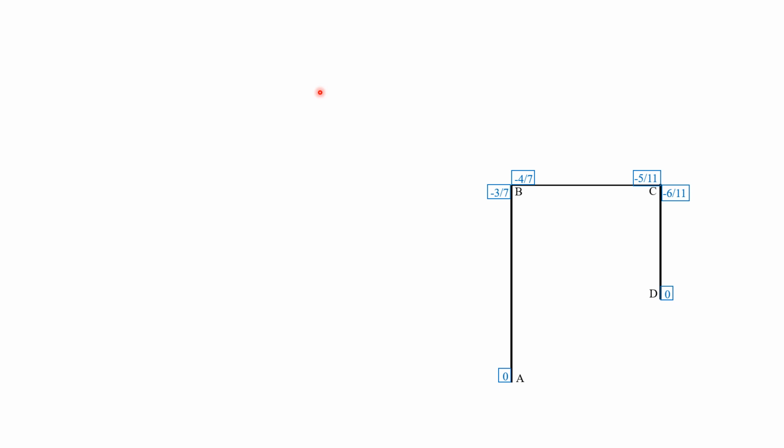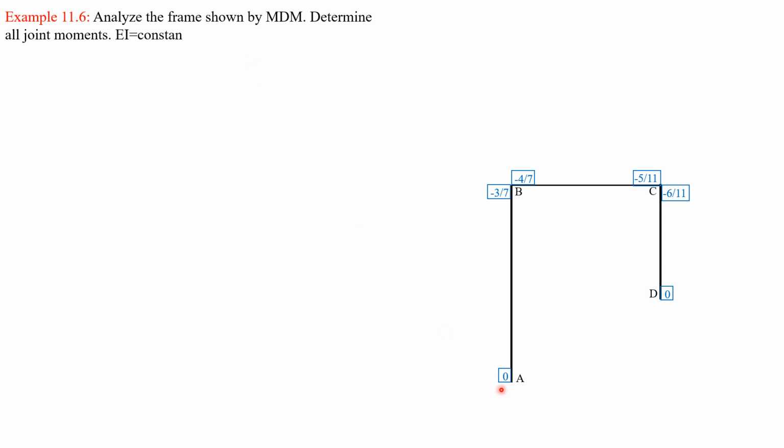There is another problem on frames, sway frames, analyzed by the moment distribution method. This frame was also analyzed by the method of least work and by slope deflection equations. This time, let's just tabulate the moments, compute the moments at the joints, and compare answers with the previous methods.